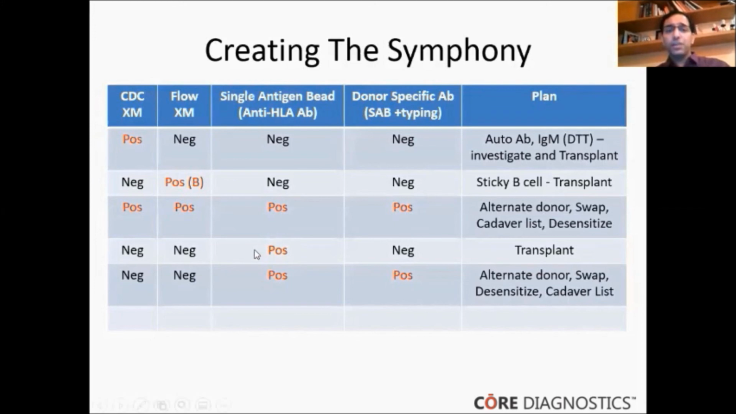If the single antigen bead is positive, but there are no donor-specific antibodies, then you can go ahead and do the transplant. If the single antigen bead is positive as well as there are donor-specific antibodies, again, you go to the list of whether it is something you want to desensitize, swap, alternate donor, or cadaver list. And again, it will have to be a discussion with the family and the patient to come up with what the right combination is for them.